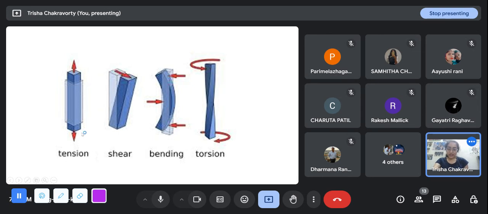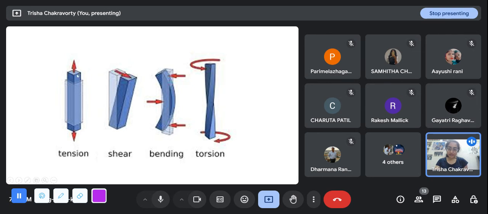This is tension, and tension is when both the forces are pulling away from the body, so it will have an elongating effect. Tension and compression together make up the axial forces. For compression, these four arrows will be directed inward, so it will be a force like this. Shear forces, see, this is the cross section.